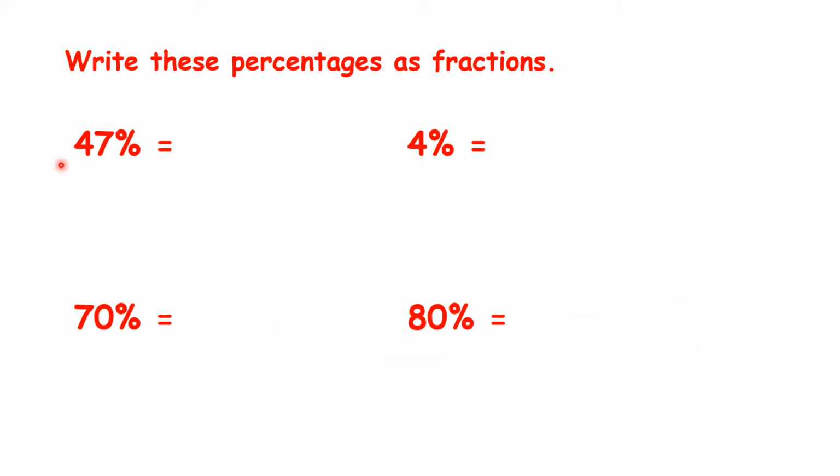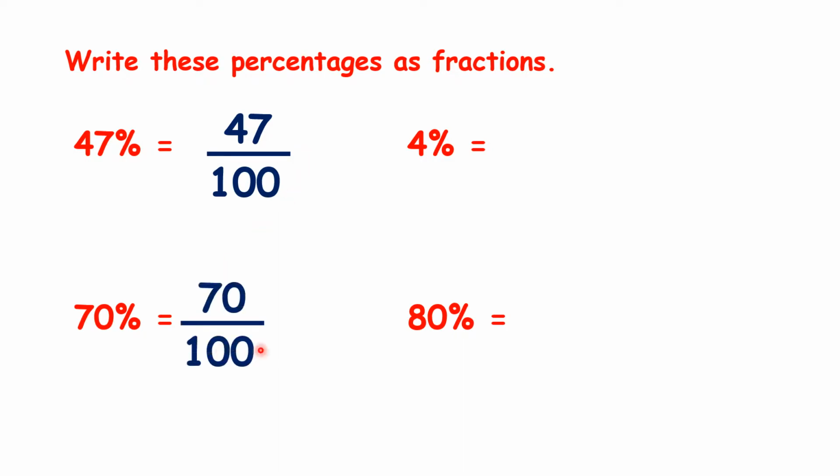Now write these percentages as fractions. This is easy because we know that a percentage is just a fraction over 100, but see if you can write them in their simplified form. We have 47 hundredths. Here we have 70 hundredths, which we could simplify to 7 tenths by dividing our numerator and denominator by 10.